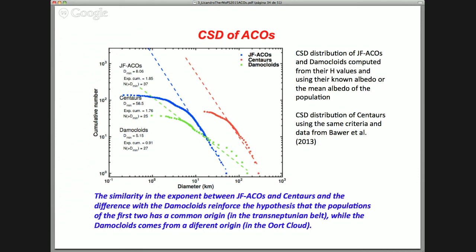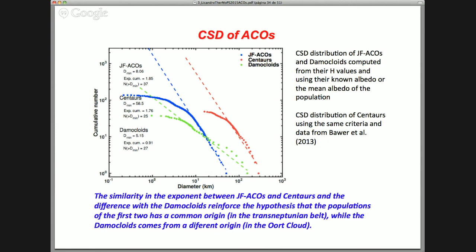centaurs. Here we took from Brouwer et al. for Jupiter family comets here and Damocloids. The first thing we saw is that the distribution of Jupiter family comets and centaurs is similar. The slope is similar, but for Damocloids it's very different. One can say that this could be representative of the source of these two objects. The centaurs and Jupiter family comets came from the Trans-Neptunian belt, and the Damocloids came from the Oort cloud.